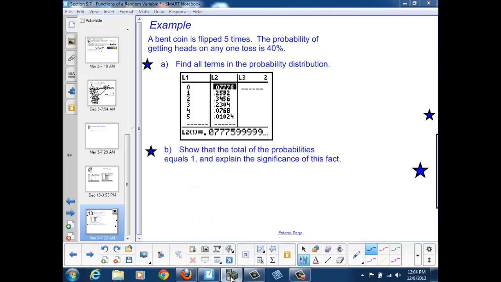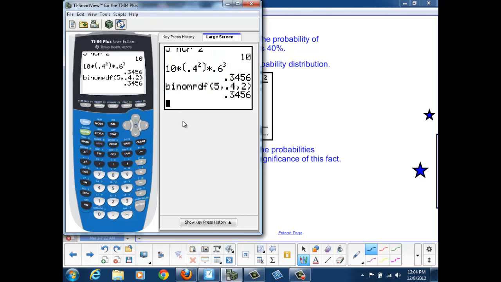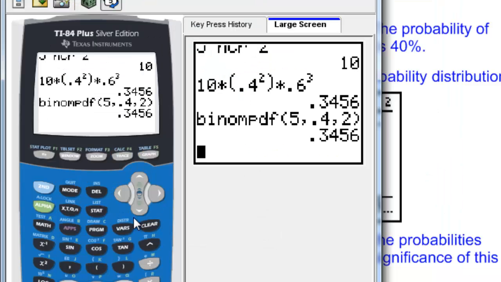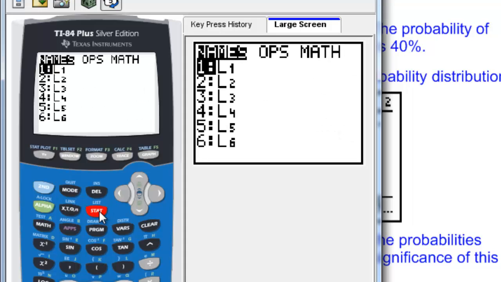Now, I'm going to call up my calculator again. And here, I'm going to go into my list menu again. So second, stat. And I'm going to go over to the math option.